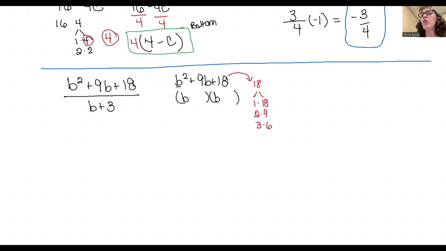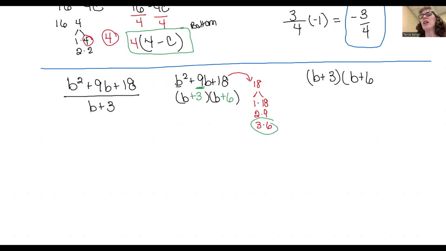So now we are looking for the set of numbers that can add or subtract to make this plus 9. So 1 and 18, that doesn't make 9. 2 and 9 doesn't add or subtract to make 9. But 3 and 6, they can add together to make 9. So we'll put our 3 and our 6, and their signs, they both have to be positives to make a positive 9. So this is the top of our equation now. We have it completely factored. So that would be b plus 3 and b plus 6.